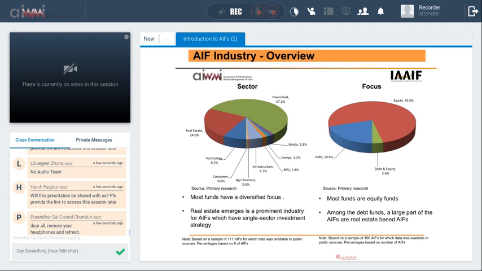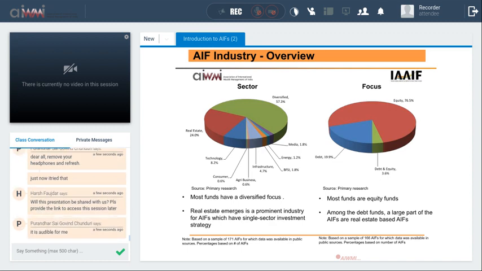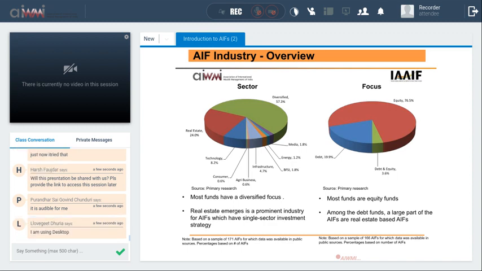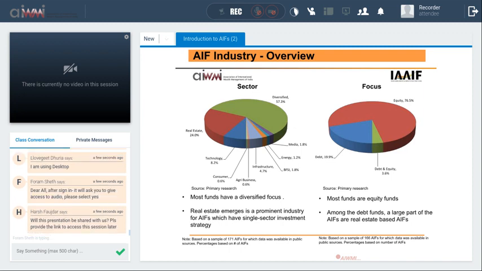Now this data which you see in the next slide, which is slide 5, that's based on internal analysis that we did. It's not publicly available. What we did was we looked at a sample of about 170 odd AIFs and tried to categorize them into different sectors and into different focus. The reason this slide is very, very important is it highlights to you the diversity within the AIF industry. So if you look at the sector, you have different kinds. You have a diversified AIF, you have real estate, technology, consumer, agri, infra, BFSI. So you have different AIFs focusing on different sectors, as well as AIFs which have a multi-sector approach.